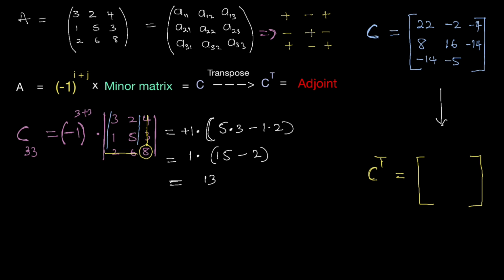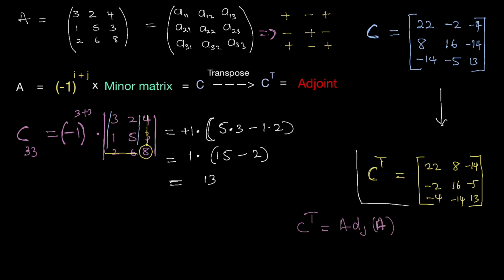So I need to put here 13, and I need to transpose the cofactor. That means the rows become columns and the columns become rows. So that would be 22, minus 2, minus 4, and then we have 8, 16, minus 14. Finally, we have minus 14, minus 5 and 13. The cofactor transpose is now what we call the adjoint of matrix A. So that is the adjoint of matrix A.